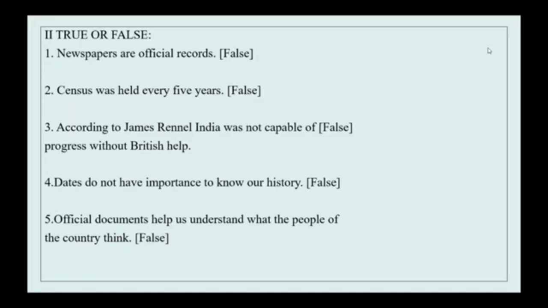Then, census was held every 5 years. No, it is false. Census was held every 10 years. Right. So, according to James Rennell, India was not capable of progress without British help. False. Why is this false? This statement was given by James Mill, not by James Rennell. So this is false.